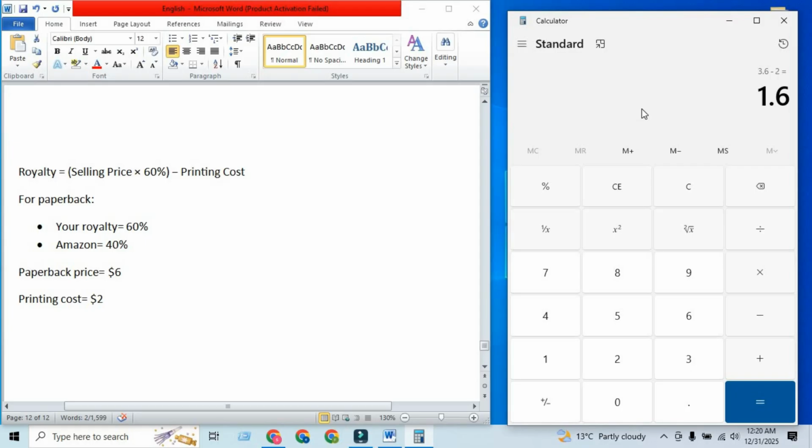Now, let's clear an important point. You set the book price and Amazon fixes the 60% royalty. So how do you know or calculate the printing cost? Printing cost depends on many factors, and manually calculating it is quite complicated. But the good news is you can calculate it using free tools.